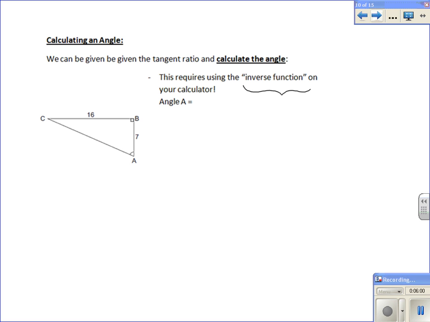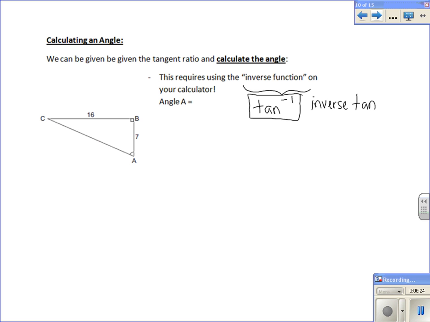Okay, it looks like this. It might say, some of you are very lucky and you have a button that says tan. You also have a button that says tan to the negative 1. Okay, if you have this button, this is your inverse function, or your inverse tan. And that's the button that you're going to use when you're calculating an angle. If you don't have that button, that's okay.